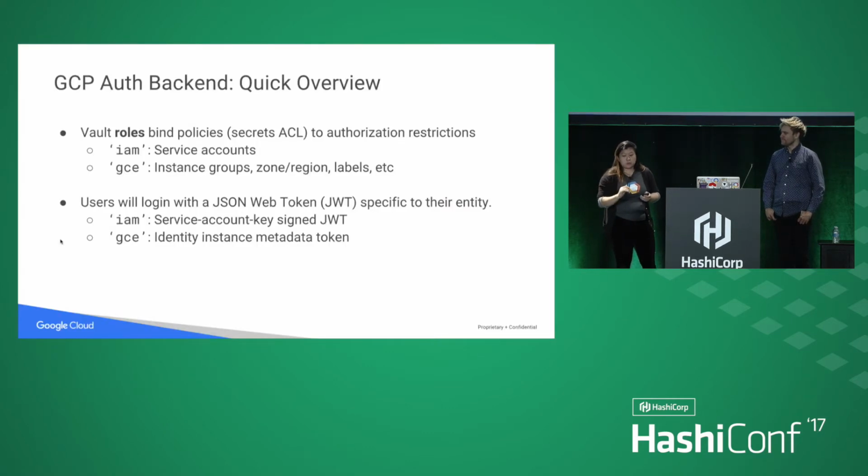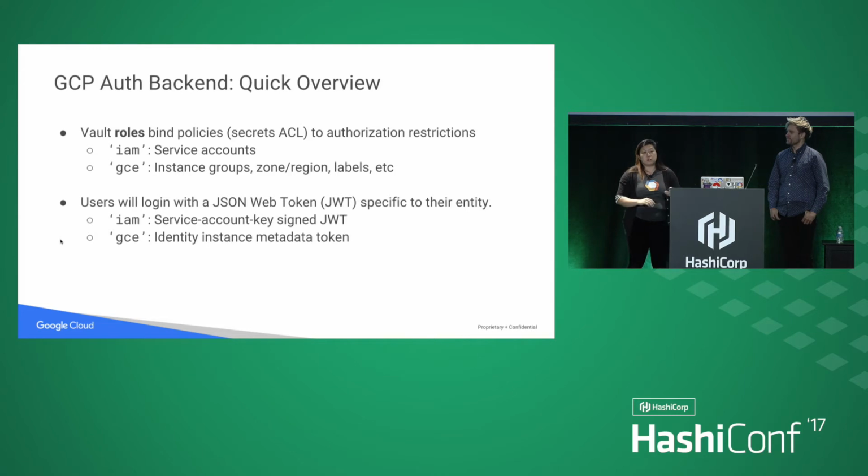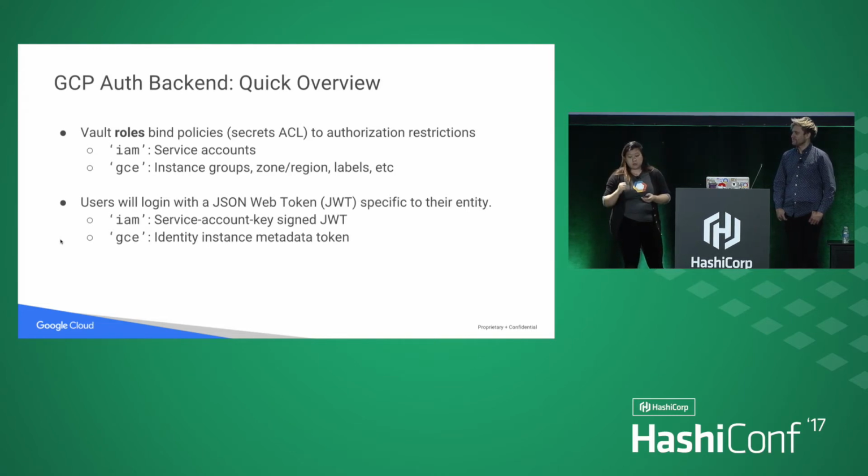A quick overview of the auth backend if you haven't really worked with auth backends in Vault. So we use the concept of a Vault role, which binds a policy, or whatever secrets you can access when you have an auth token, to authorization restrictions. So in the case of IAM, this would just be an IAM role that has a certain number of service accounts that can log in as that role.